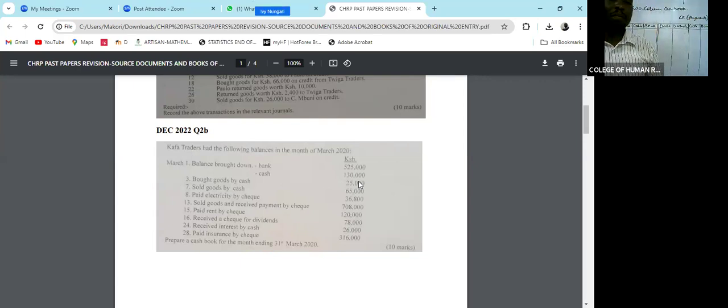So when you buy goods by cash, it simply means that you are spending cash. So cash is reducing. You credit cash. You sell goods by cash. It simply means that you are receiving cash from the sale of goods. So cash is increasing. You debit cash. You pay electricity by check, meaning that you are spending your bank balance. So bank balance is reducing. You credit bank.